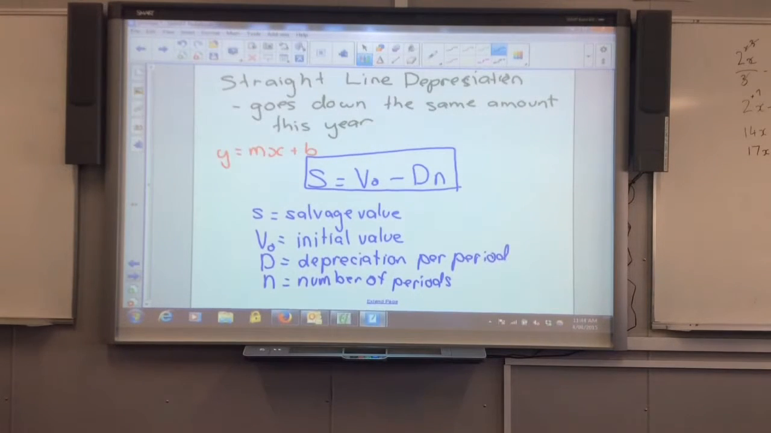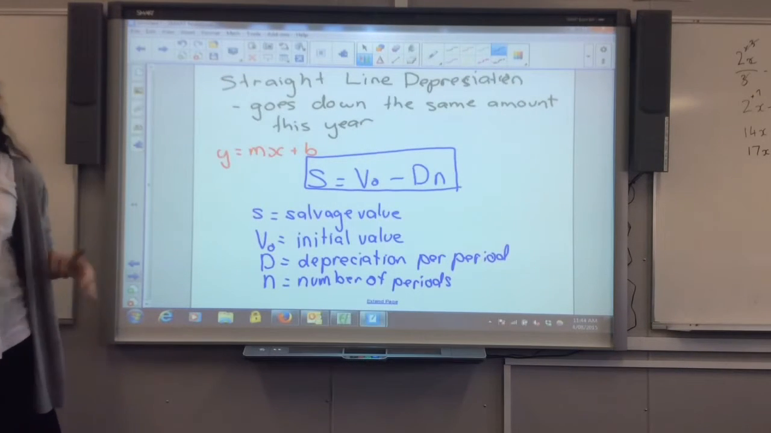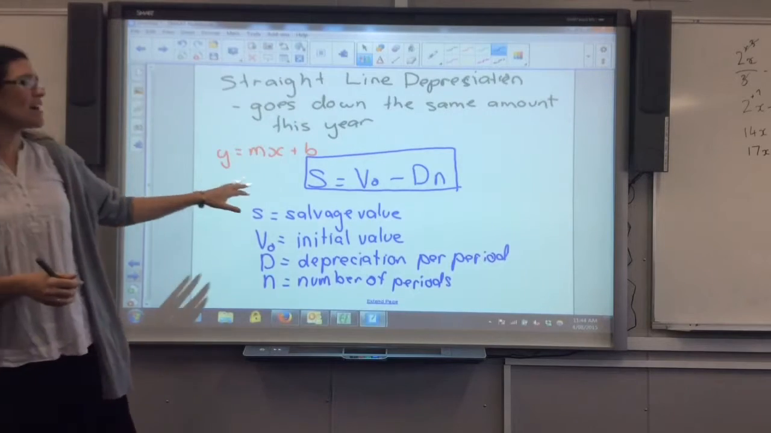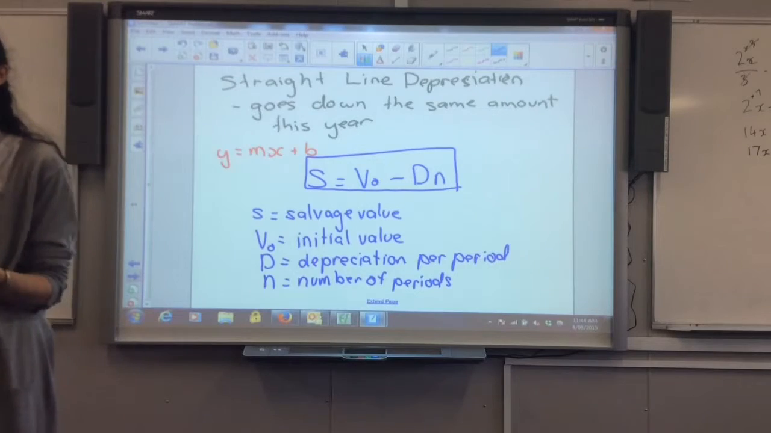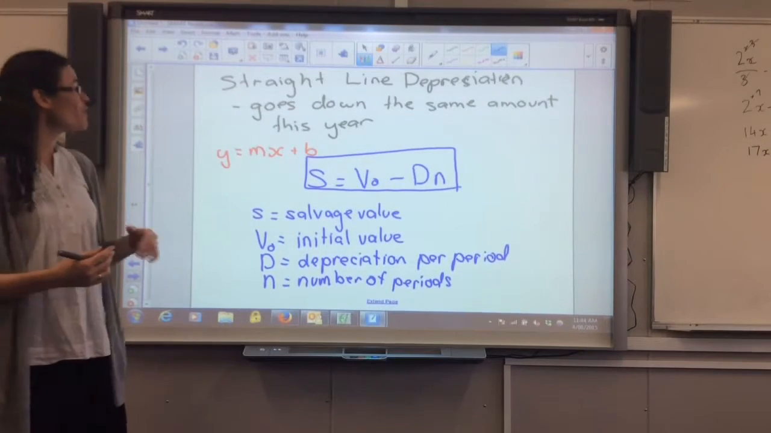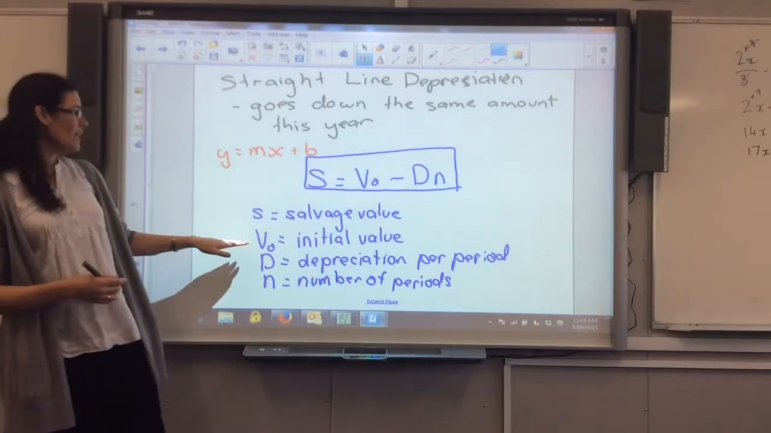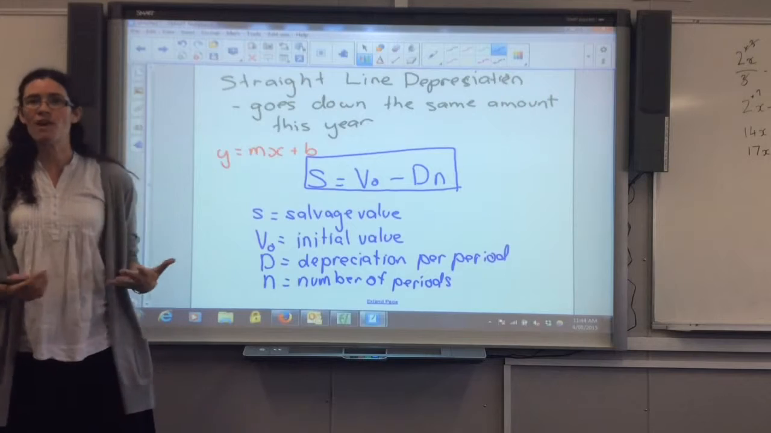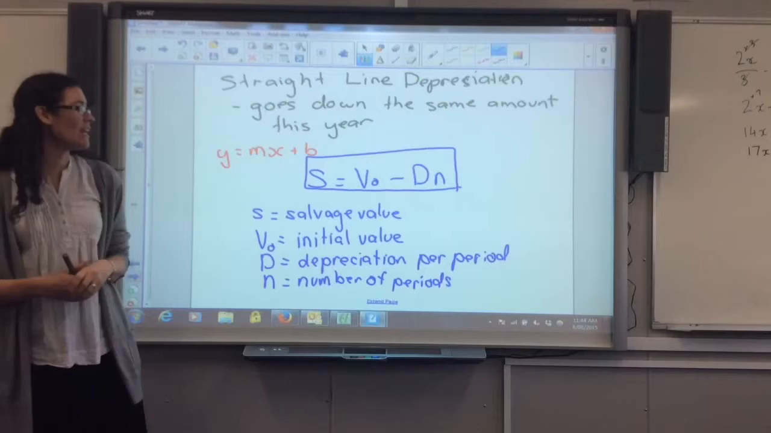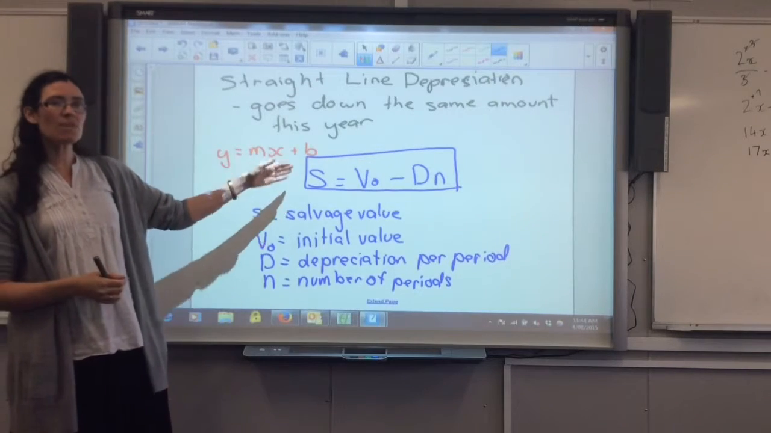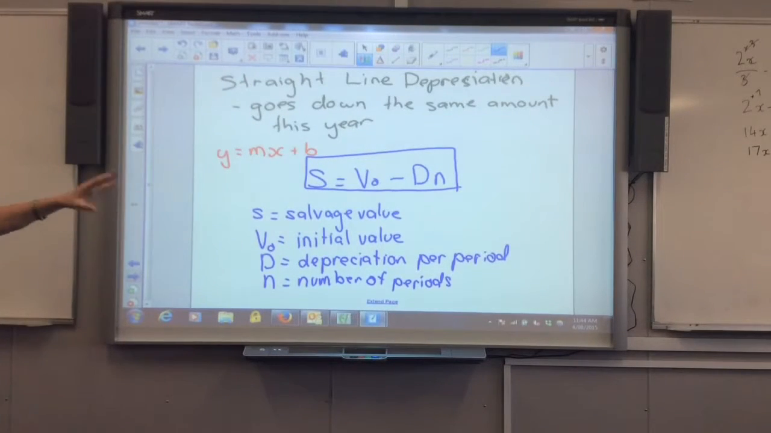This information is given to you on your formula sheet. You don't have to memorise it, but you have to understand how it works, and you have to use your knowledge of straight lines to answer the question. For example, this is the y-intercept, so the y-intercept will always be the initial value. The gradient will always be what we're depreciating each period. Our y-axis will have S on it, and our x-axis will have N on it. Does everyone understand how that links to the straight line?